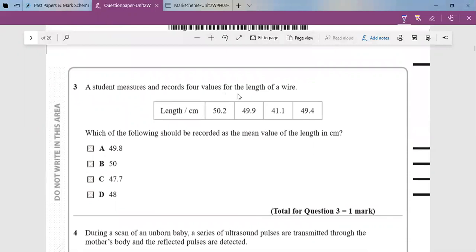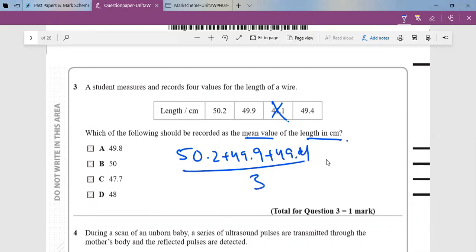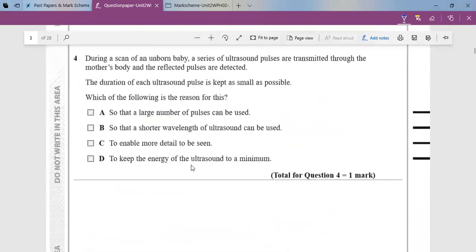A student measures and records 4 values of length of a wire. Okay, these are the 4 values. Which of the following should be recorded as the mean value of the length in centimeters? We will ignore 41.1. Okay, and then the rest of them. Calculate this, please. 49.8. Yep, that's the answer. Moving on.